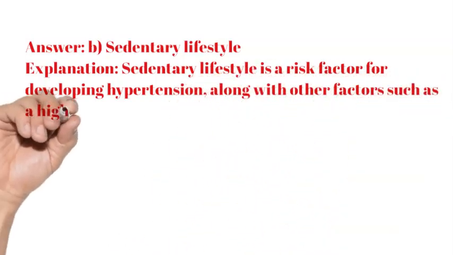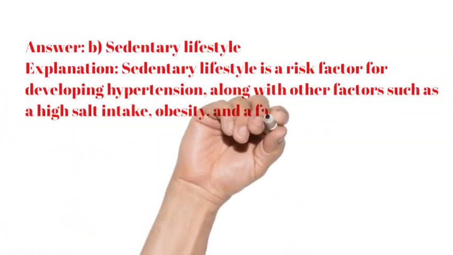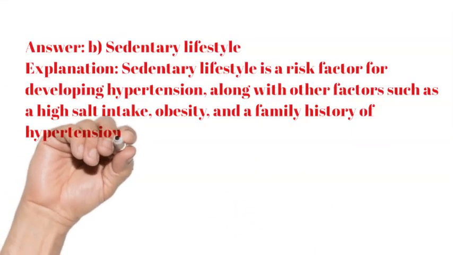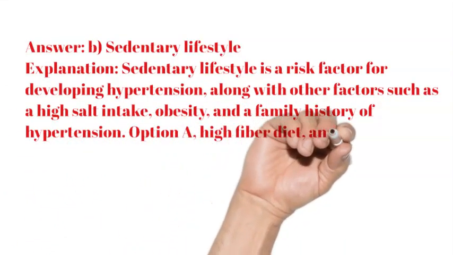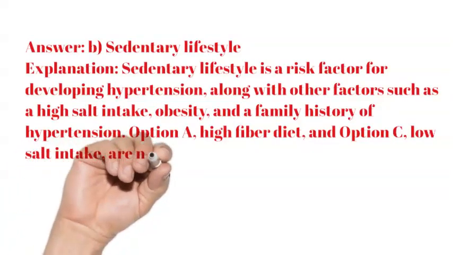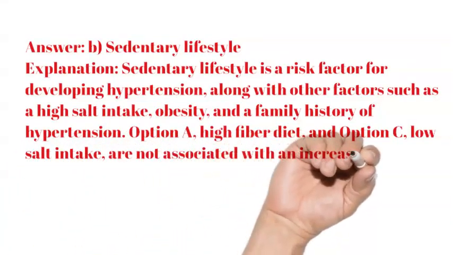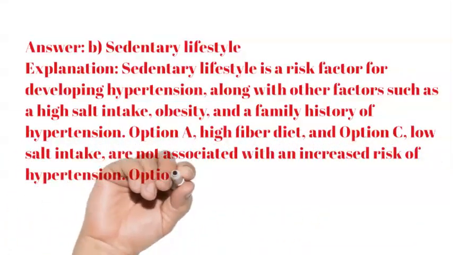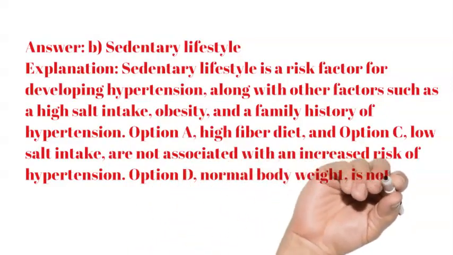a high salt intake, obesity, and a family history of hypertension. Option A, high-fiber diet, and Option C, low salt intake, are not associated with an increased risk of hypertension. Option D, normal body weight, is not a risk factor for hypertension.